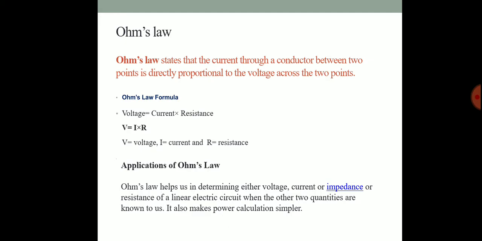Mathematically, Ohm's law is V = I × R, that is, voltage is equal to current times resistance. The application of Ohm's law is that it helps in determining either voltage, current, or impedance or resistance of a linear electrical circuit when the other two quantities are known. It also makes power calculation simpler.